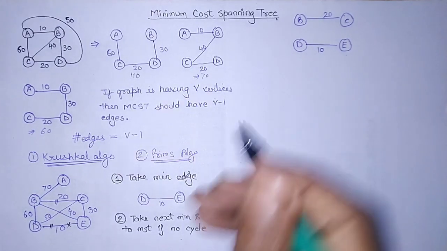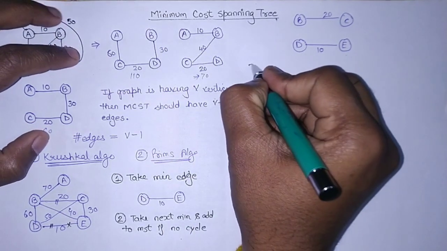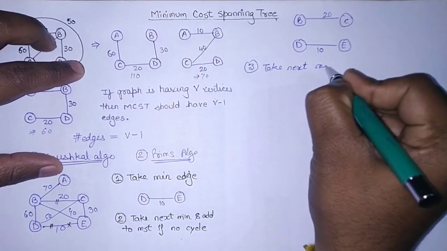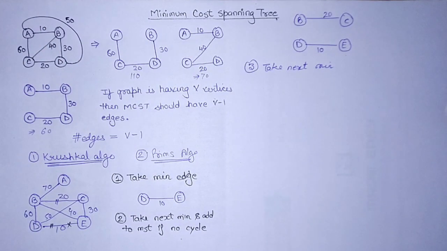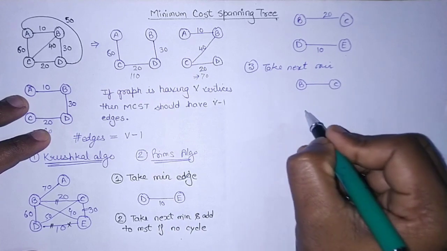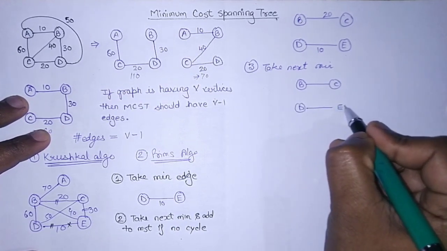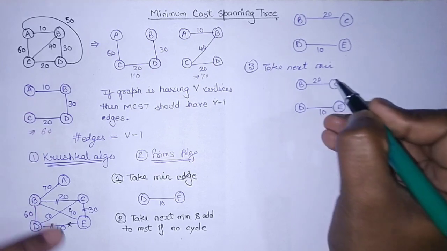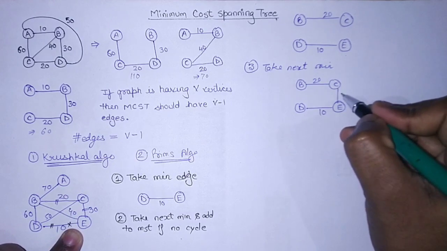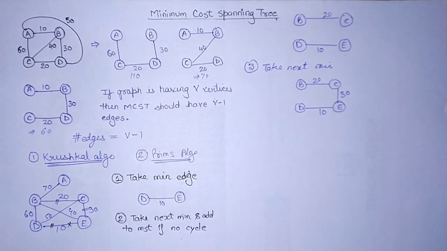Now similarly in the third step, we'll take the next minimum and add to the MST if there is no cycle. So what is the next minimum? You can see that this 30 is the next minimum value. So we'll be adding this 30 in the third step. So I'm having B to C, D to E with edge width as 10 and 20. So C to E is another minimum, so I am adding it to the MST. So I have taken these three.